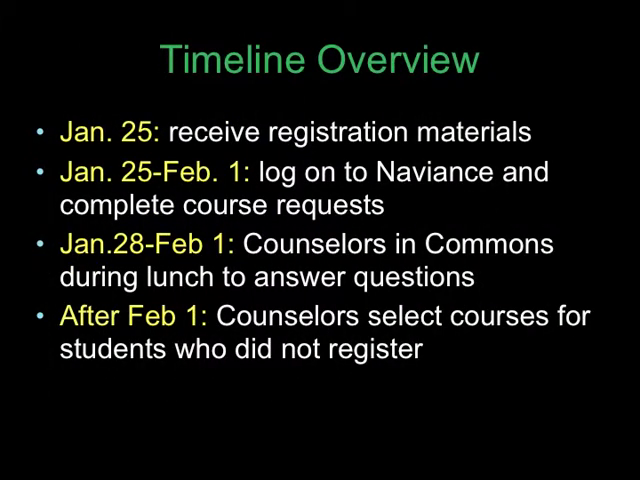Okay, here is an overview of your timeline for registration. Students will receive their registration materials on January 25th in advisory. Naviance opens at 11 a.m. for students to begin inputting their course requests. January 25th through February 1st, students have that window to log on to Naviance and to complete their course requests. January 28th through February 1st, counselors are available in the Commons during lunch to answer questions. After February 1st, counselors will select courses for students who did not complete the registration process through Naviance.